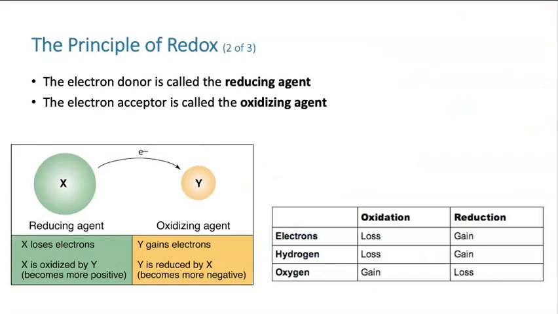There's some other terms that we can think about. Instead of saying something has become reduced or something has been oxidized, we can say something is a reducing agent, that's the electron donor. If you're donating an electron, you're a reducing agent. And if you're accepting an electron, you're an oxidizing agent. So that's another way to look at it.